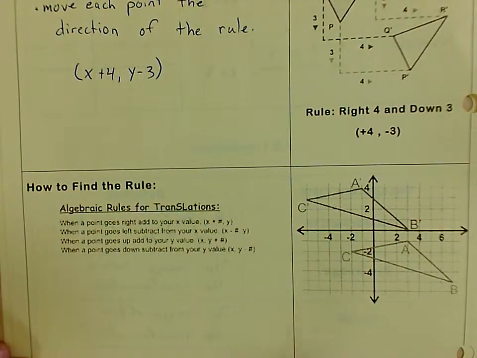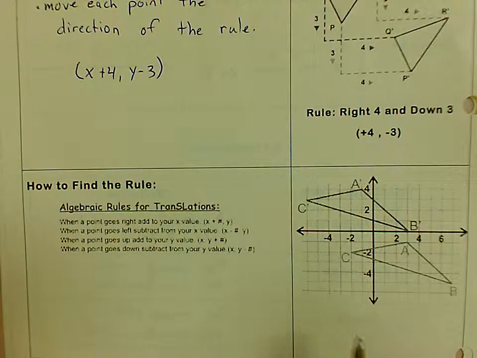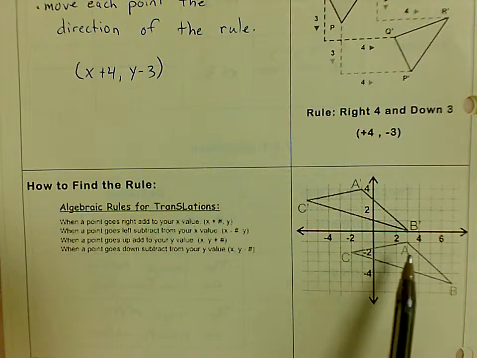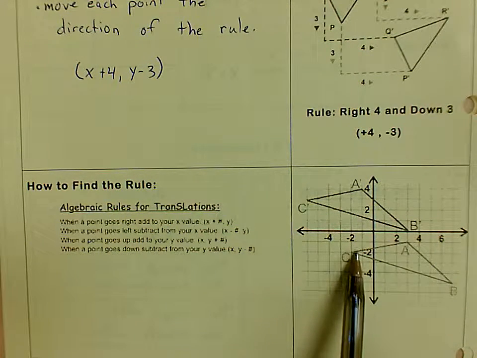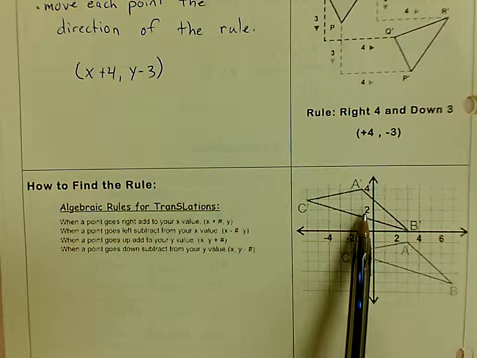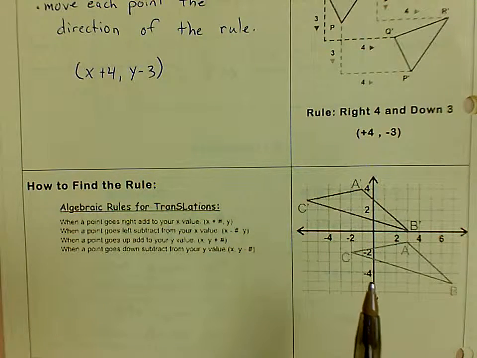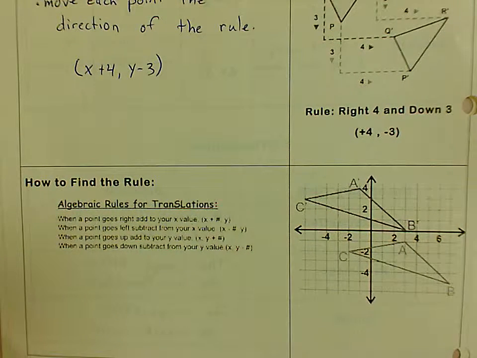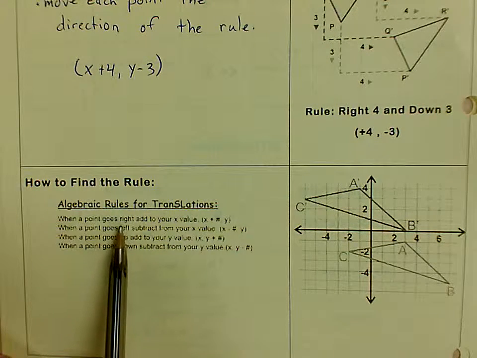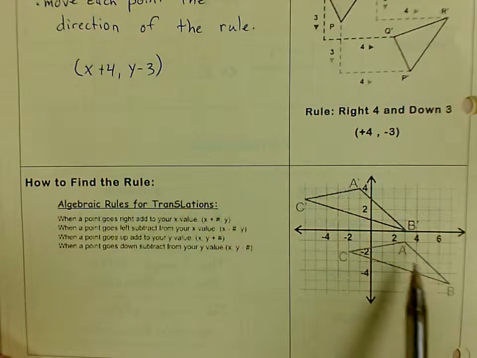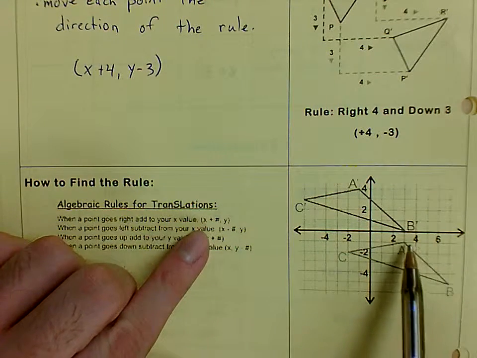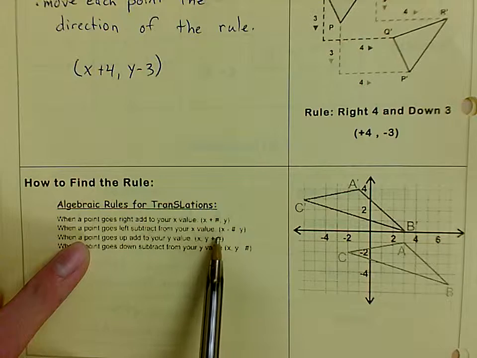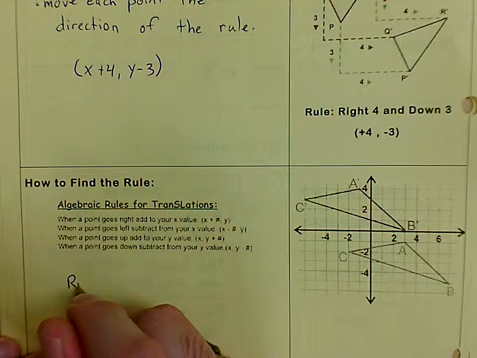And then if you can just see how to find the rule, I put this in here for you guys to help you out. So we've got ABC as my pre-image, and then we have the image right here where it was moved to. So triangle ABC moved to triangle A prime, B prime, C prime. Right. So whenever a point goes right, you're going to add to your x value. So if this coordinate is, let me see, 3, -1, and it's moving to the right, we're going to add to the x. If it's moving to the left, we're going to subtract from my x value. So let's get my rule here.